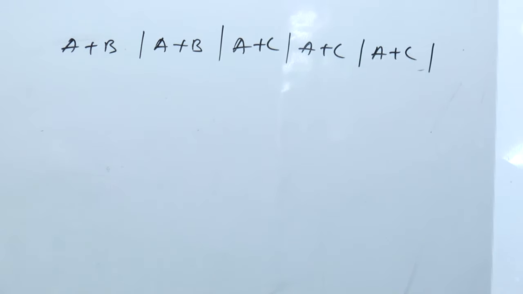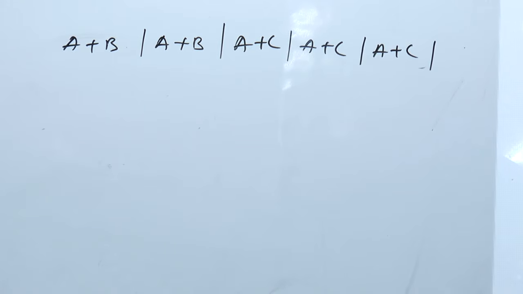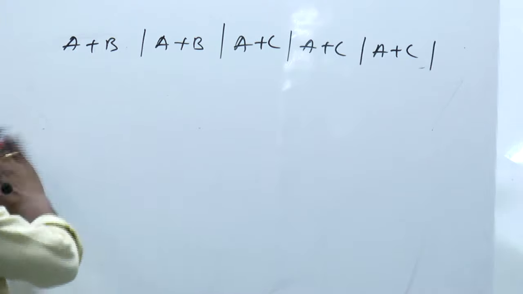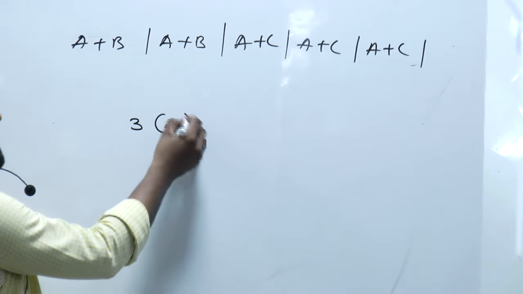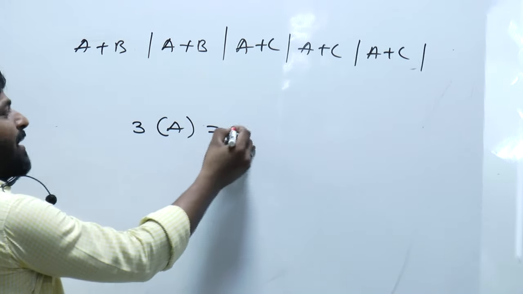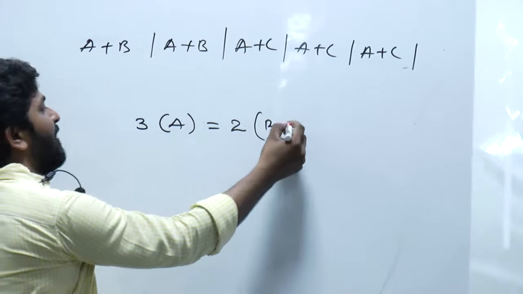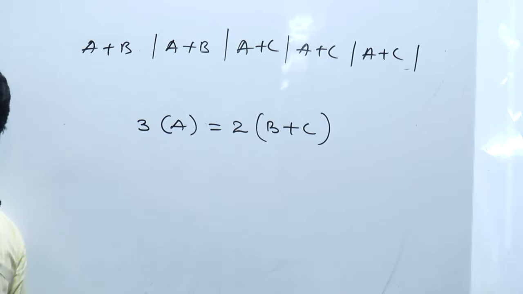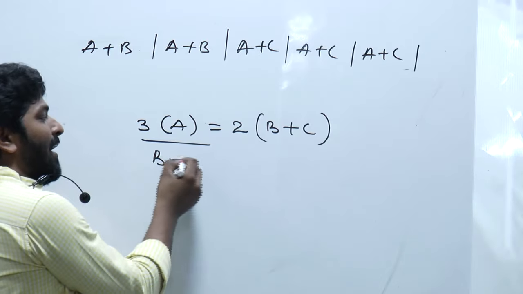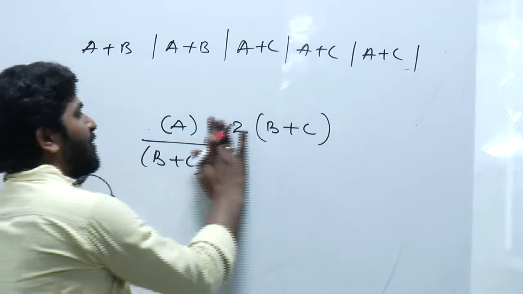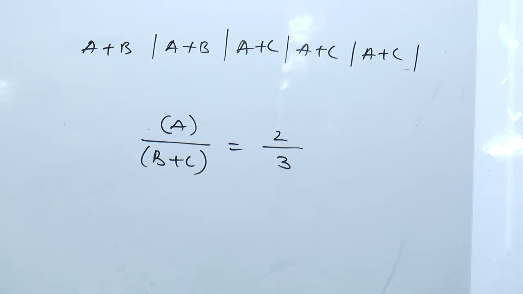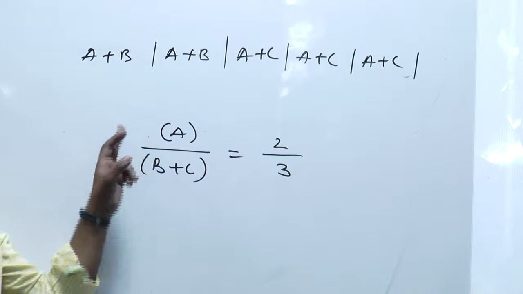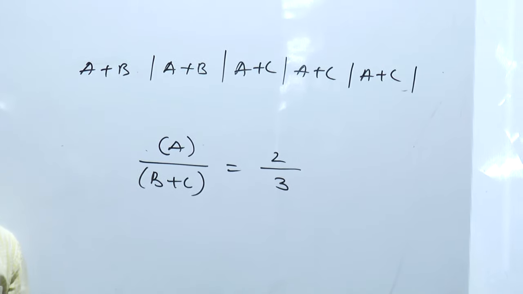In how many days B alone can complete the work, if B and C can complete the work in 6 days? We are asked about only B. Now, thrice the efficiency of A is same as twice the combined efficiency of B and C. So efficiency of A and efficiency of B and C will be in the ratio 2:3.